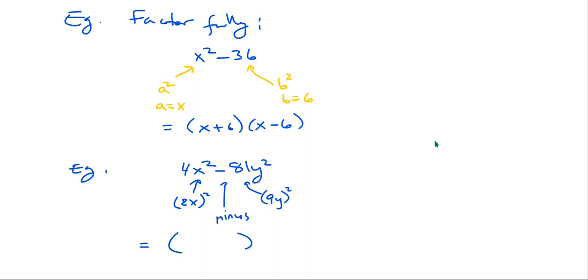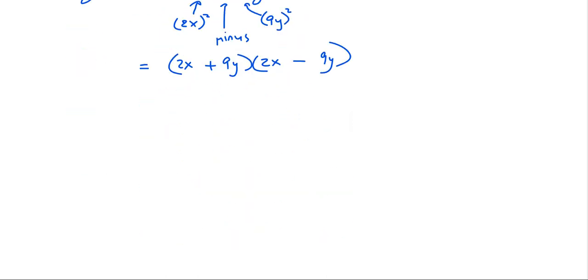So I can factor that. My a is 2x, it's the thing being squared, so I'm going to put it in both brackets. My b is 9y, it's the thing being squared, so put it in both brackets. And one's a plus and one's a minus. And if you want, you can expand them out and see that the middle term will cancel out and you will get 4x squared minus 81y squared. Let's do a few more.